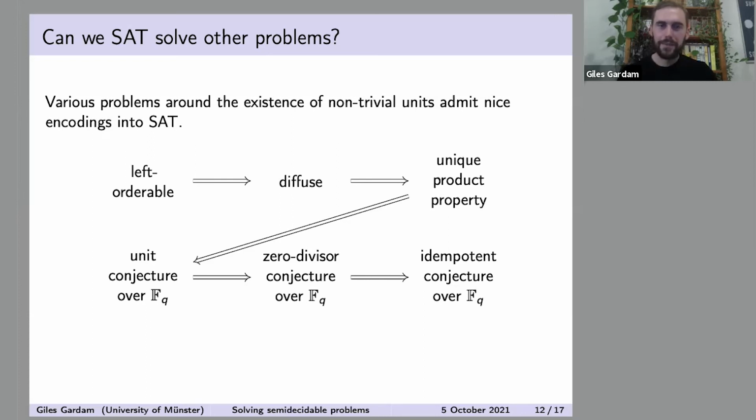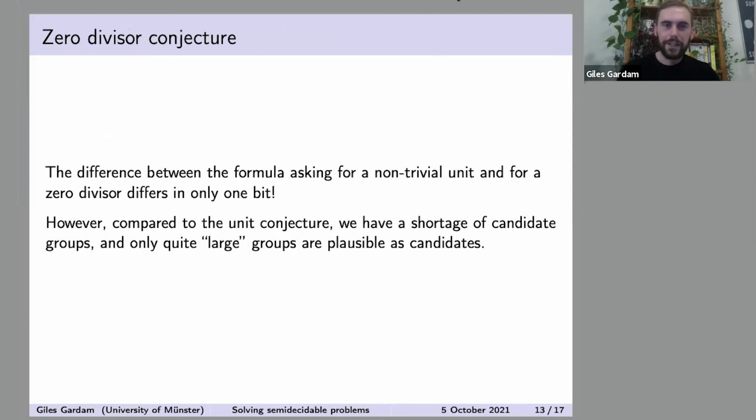Okay, so maybe the first question we're going to ask now is, well, what about the zero divisor conjecture? Asking for a unit and asking for a zero divisor only differ by saying, is this product going to have coefficient 0 or coefficient 1 at the identity element? So really, it's the exact same question up to flipping a single bit somewhere. It's readily apparent that we can ask this question. So why am I not telling you about zero divisors today?